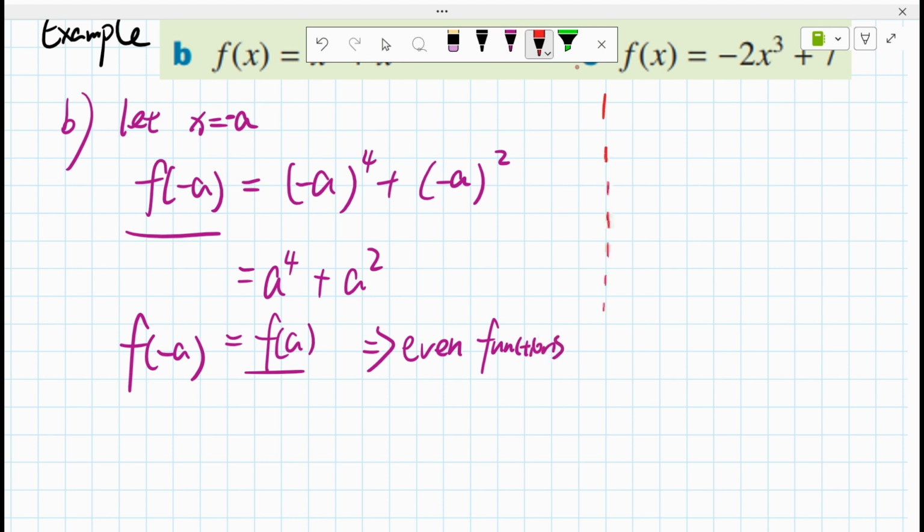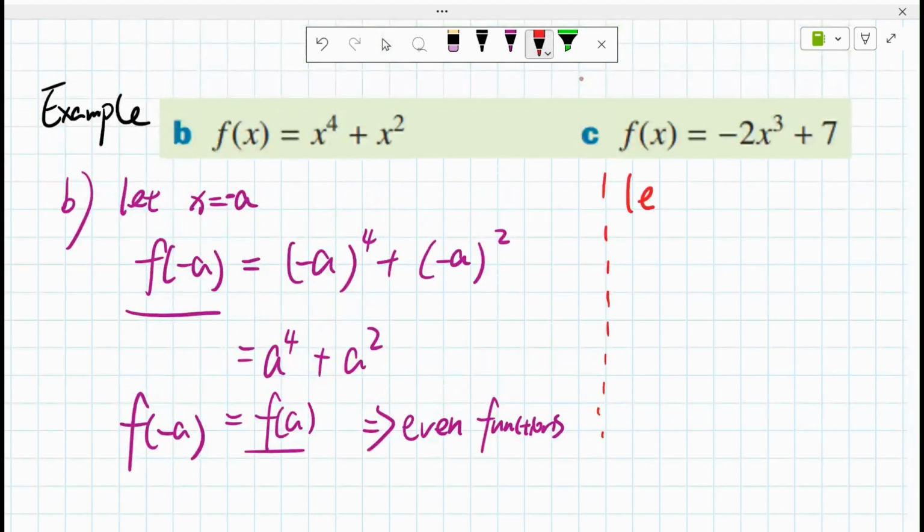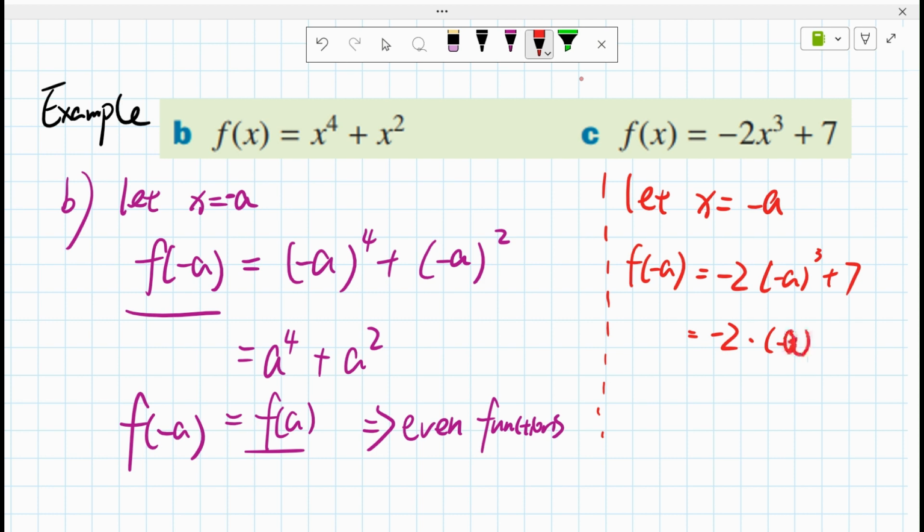All right, and how do we test the odd function? Same idea. Let x equal negative a, and f(-a) equals -2(-a)^3 + 7. So that equals -2 times (-a)^4 plus 7, and that actually equals 2a^4 + 7, which we can say is the opposite, so that equals negative f(a).